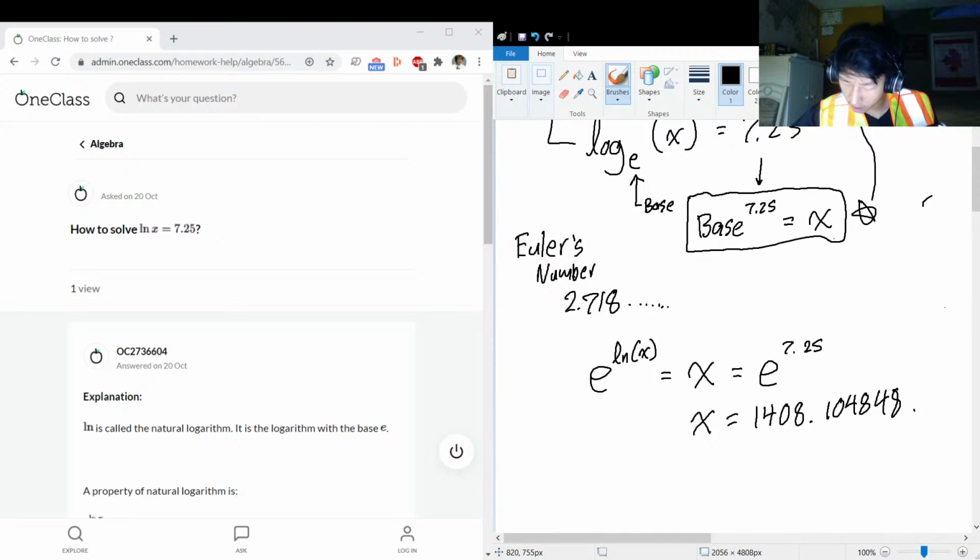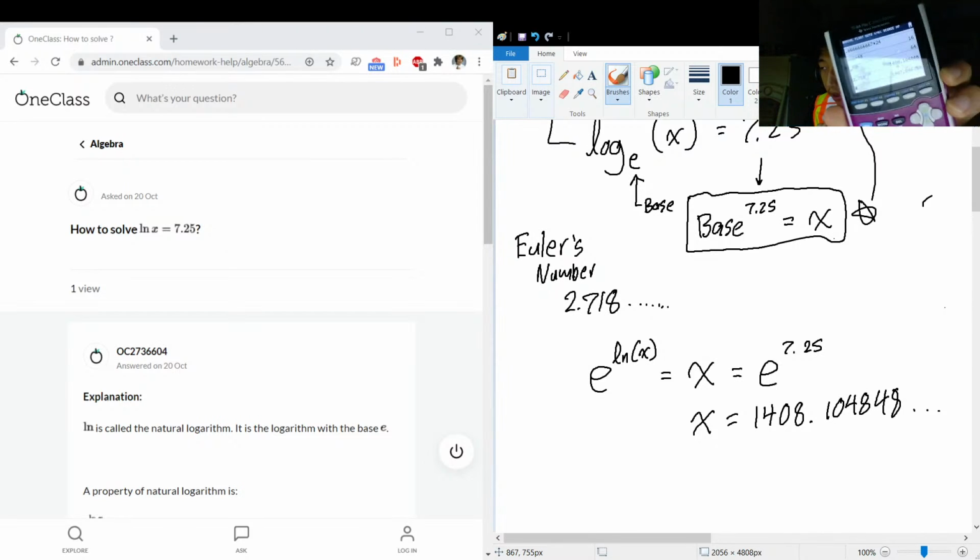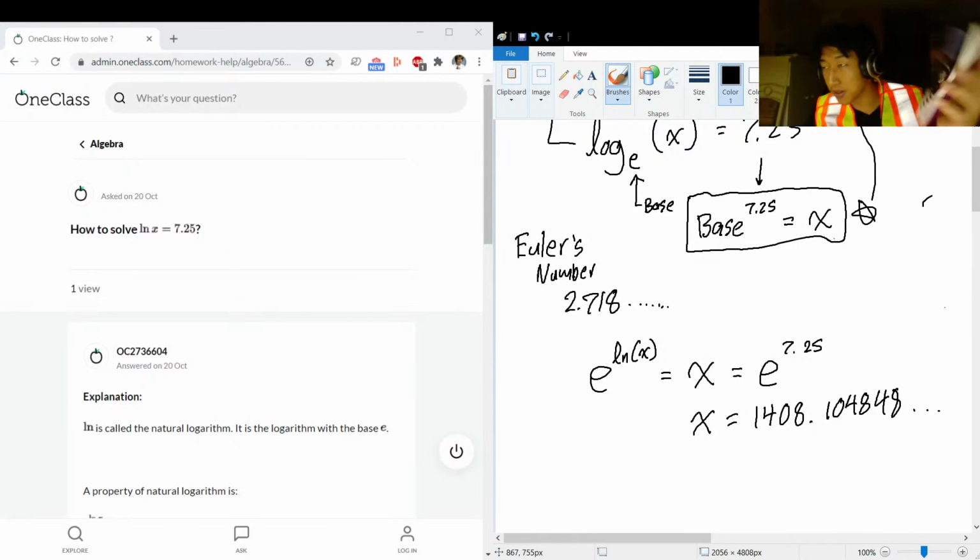1,408.104848, on and on and on. Seems reasonable because e is about 2.718. So if I were to do an equivalent 2.718 or so to the power of 7.25, we also expect around the same. I'm not sure if that's mirrored or not, but it is also like 1,400.